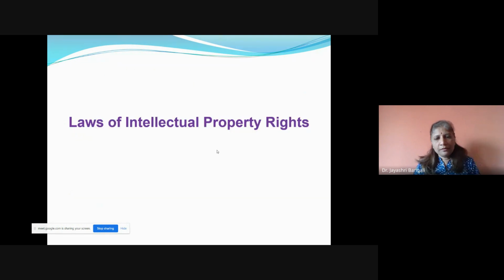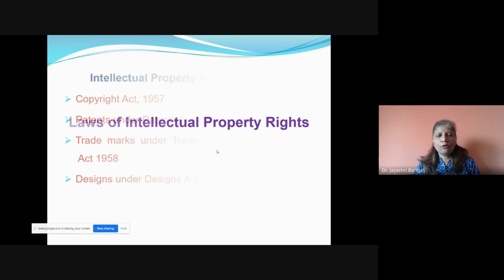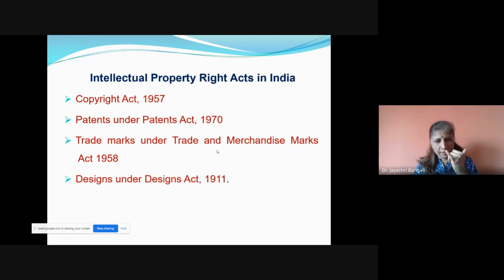Moving to the next section, the laws of intellectual property rights. Now if you want to file a patent, how will you file it? There is a particular procedure. There are special application forms that you have to submit. Everything in detail about this, we will see in the next section.